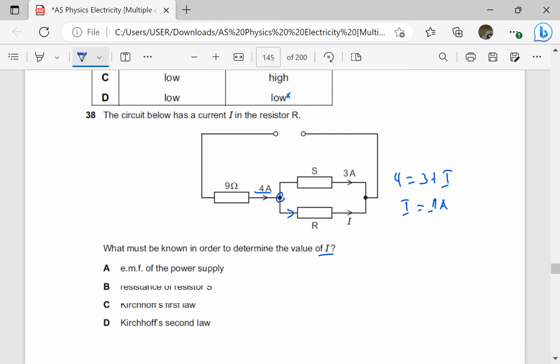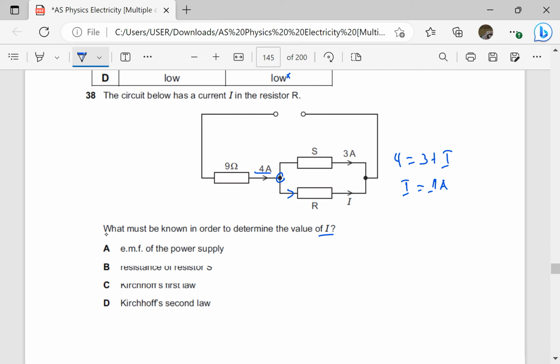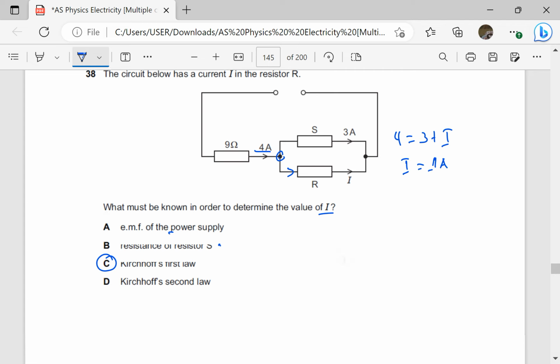So what must be known? Let's see the alternatives. e.m.f of the power supply, resistance of S, Kirchhoff's first law. Kirchhoff's first law is enough for us to be able to tell what I is.